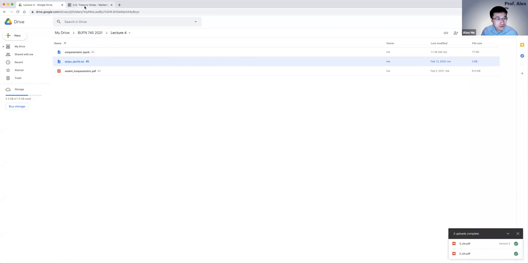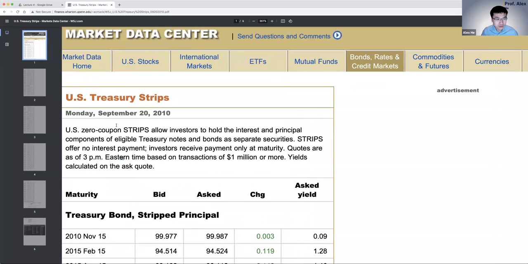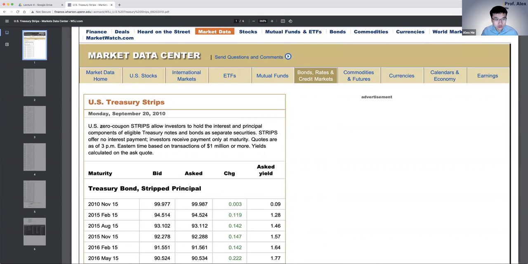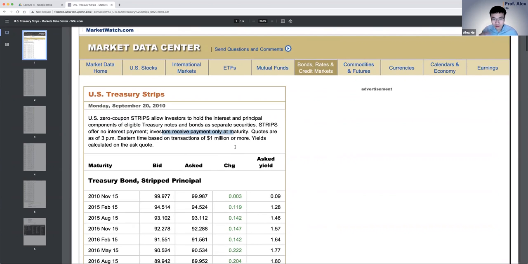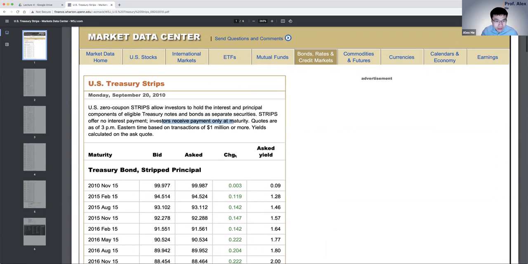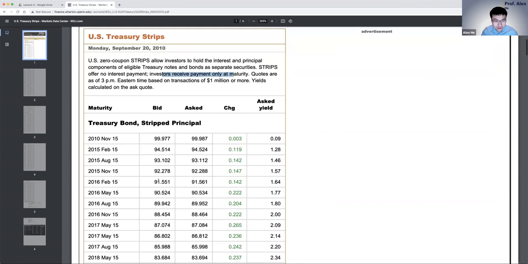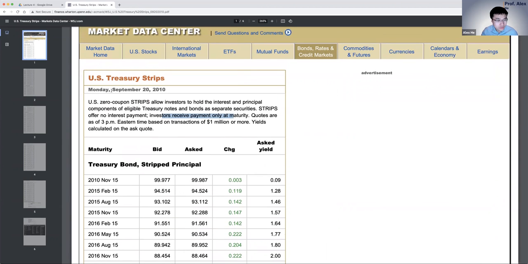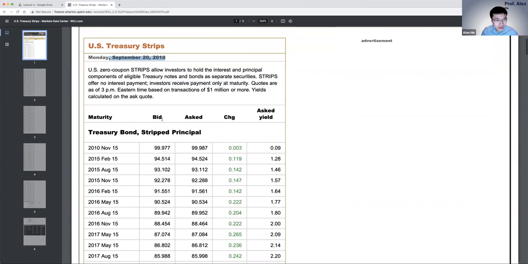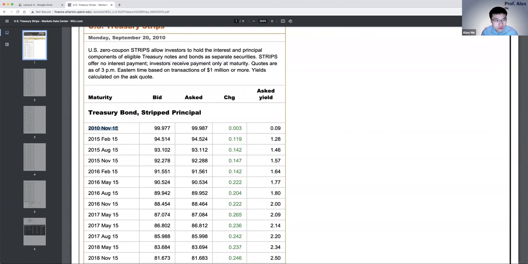So let me show you another example. These are zero coupon bonds. So there are no interest payments. You only receive the payment of that $100 at the maturity, okay? And then these numbers are the prices of these bonds. The data here is from September 2010. In November 2010, the price is almost the same because it's still very close to that date. And then 4 to 5 years later, the price is much lower.